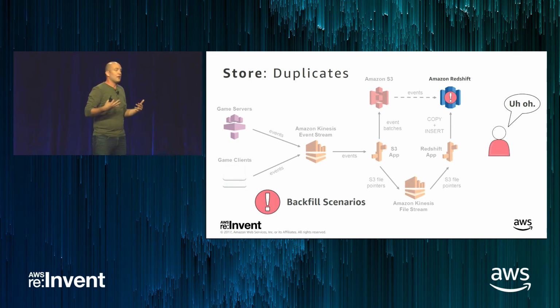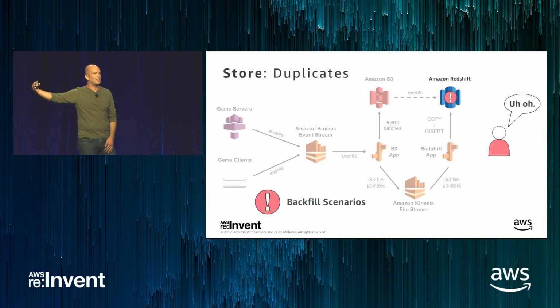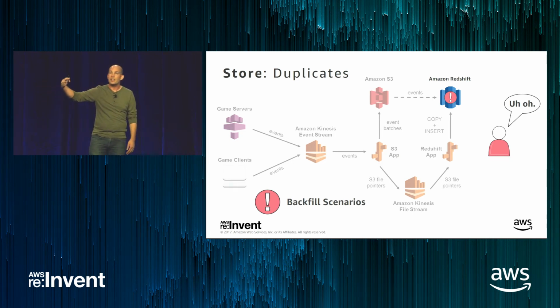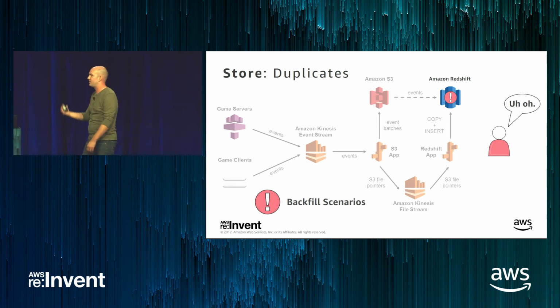And if you can make it so you can do that in an idempotent fashion, where you can write the same event 100 times to Redshift, but only have one unique instance of it actually show up in the end data store, that becomes a really big deal. And it has saved me on a number of occasions. It's been a really handy thing.